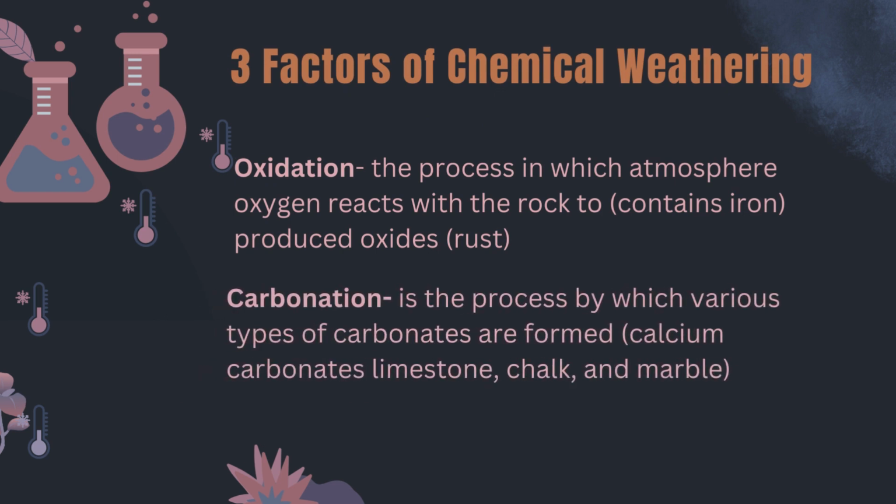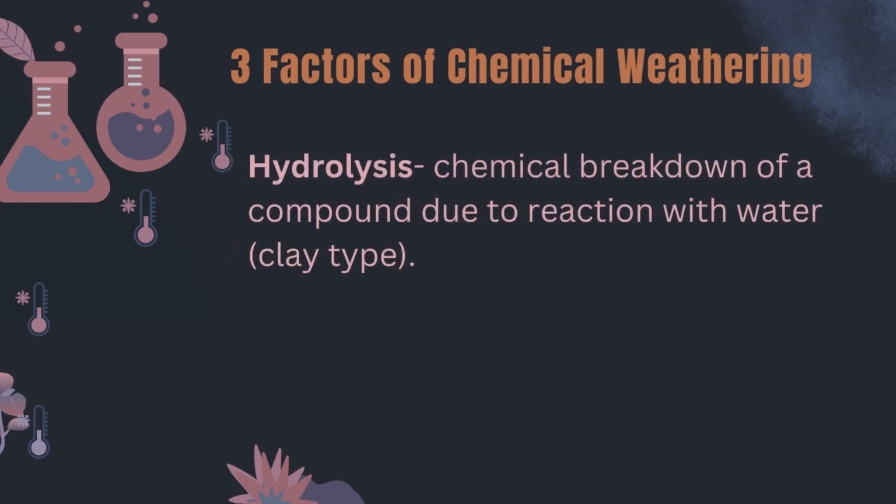Next, we have carbonation. It's the process by which various types of carbonates are formed, like calcium carbonate, limestone, chalk, and marble. Carbonation is the mixing of water with carbon dioxide to make carbonic acid. This type of weathering is important in the formation of caves. Carbon dioxide dissolves in rainwater or in moist air and forms carbonic acid, and this acid reacts with minerals in rocks.